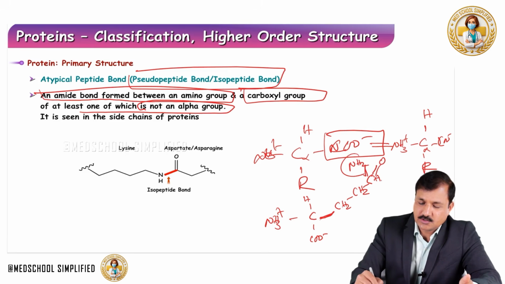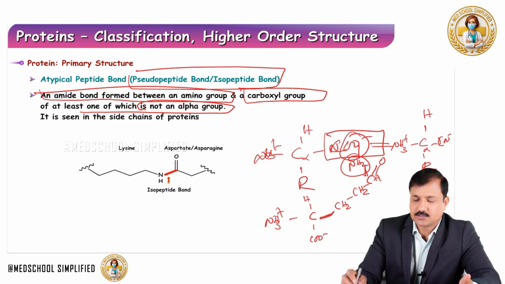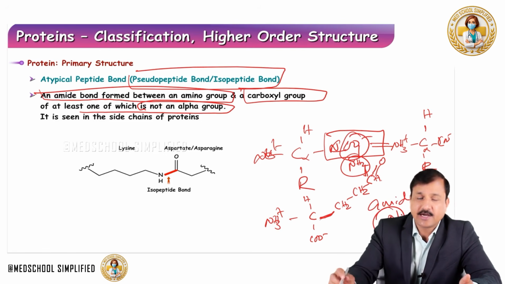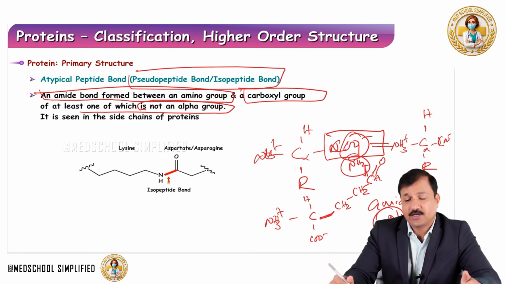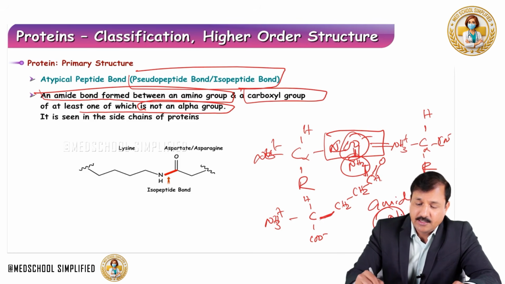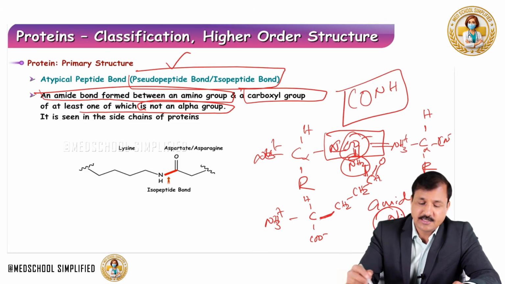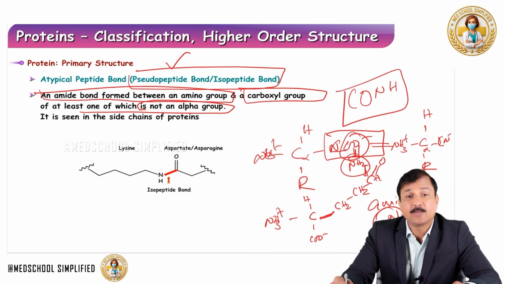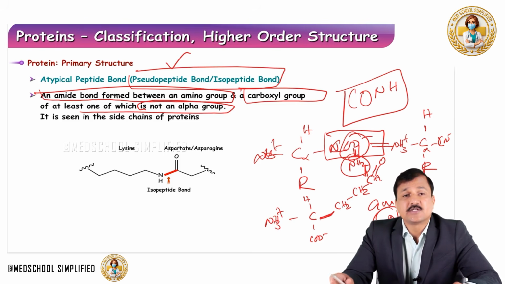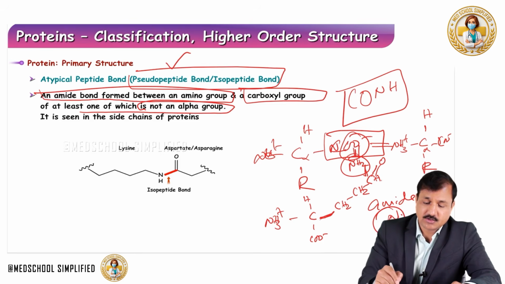NH2. And this NH2, if it interacts with this carboxyl group, so side chain NH2, that is an amide nitrogen. If the amide nitrogen is interacting with the primary carboxyl group of any other amino acid, it still makes a kind of peptide bond. It will be CONH, but it's not a peptide bond. It is referred to as a pseudopeptide or atypical peptide bond. So sometimes in a polypeptide chain, this type of bond formation can go on, which are referred to as isopeptide bonds.